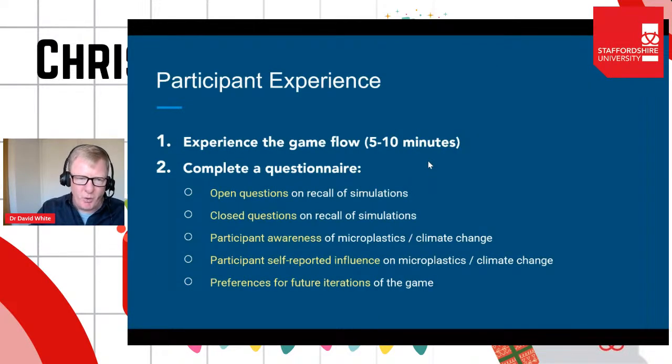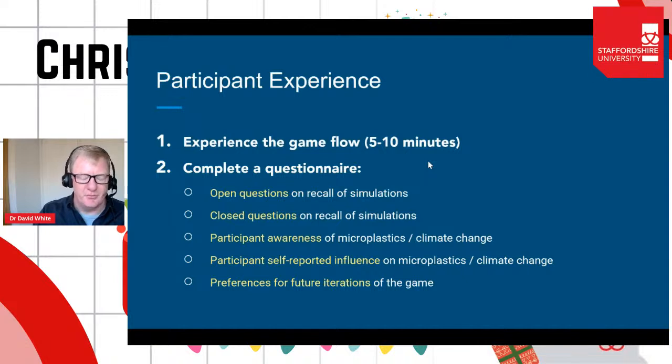So what we were trying to gather from our participants is what they were recalling from these simulations, and also their opinions on climate change. Is it worth us creating a game which educates people on climate change and the balance of ecosystems? And do people think they have a say, or not a say, I suppose, but do they feel they can influence the impacts of climate change and pollution, or do they think it's somebody else's problem?